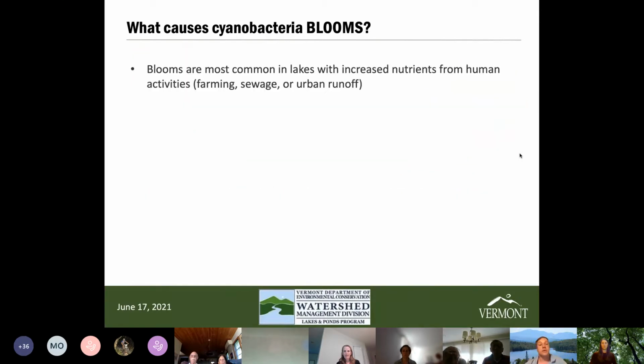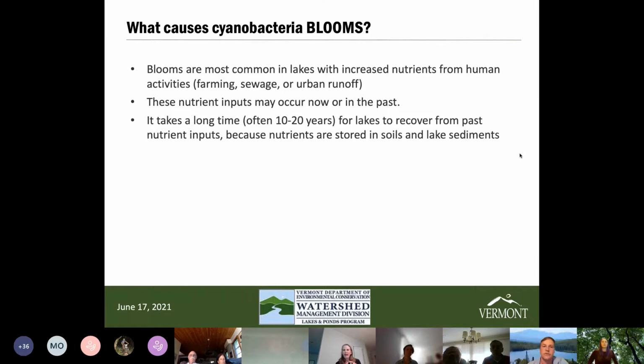So because of all this, blooms are most common in lakes where we have increased nutrients from human activities. And these nutrients may occur now, or they may be nutrient additions that occurred in the past, but those nutrients take a long time to leave because they're stored in lake sediments and in the soils in the surrounding catchment. So often, once you take action to reduce nutrient inputs, it can still be 10 or 20 years before you see major improvements in lake water quality.